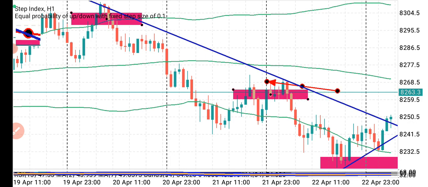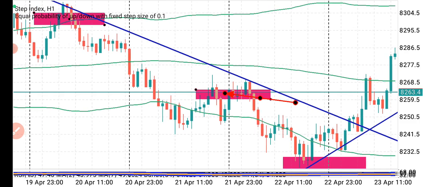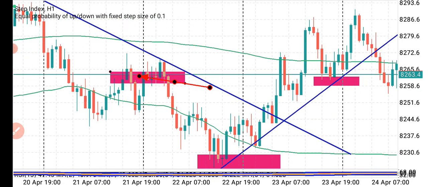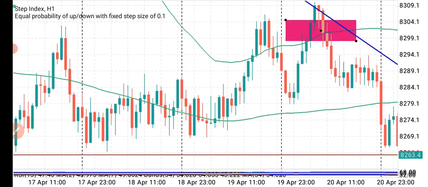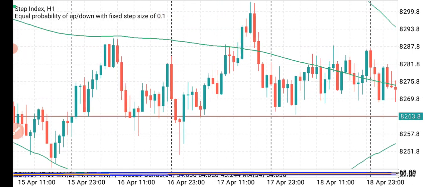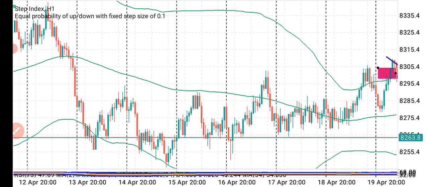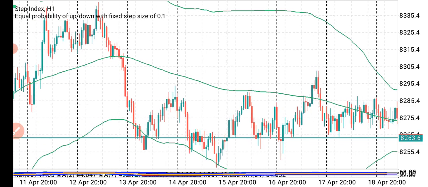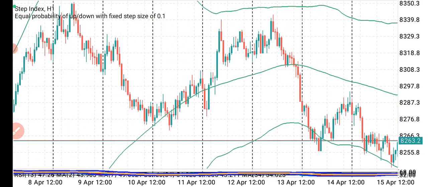Then the third scenario is fake out. So I'm trying to get a typical example of a fake out situation of a trend line.